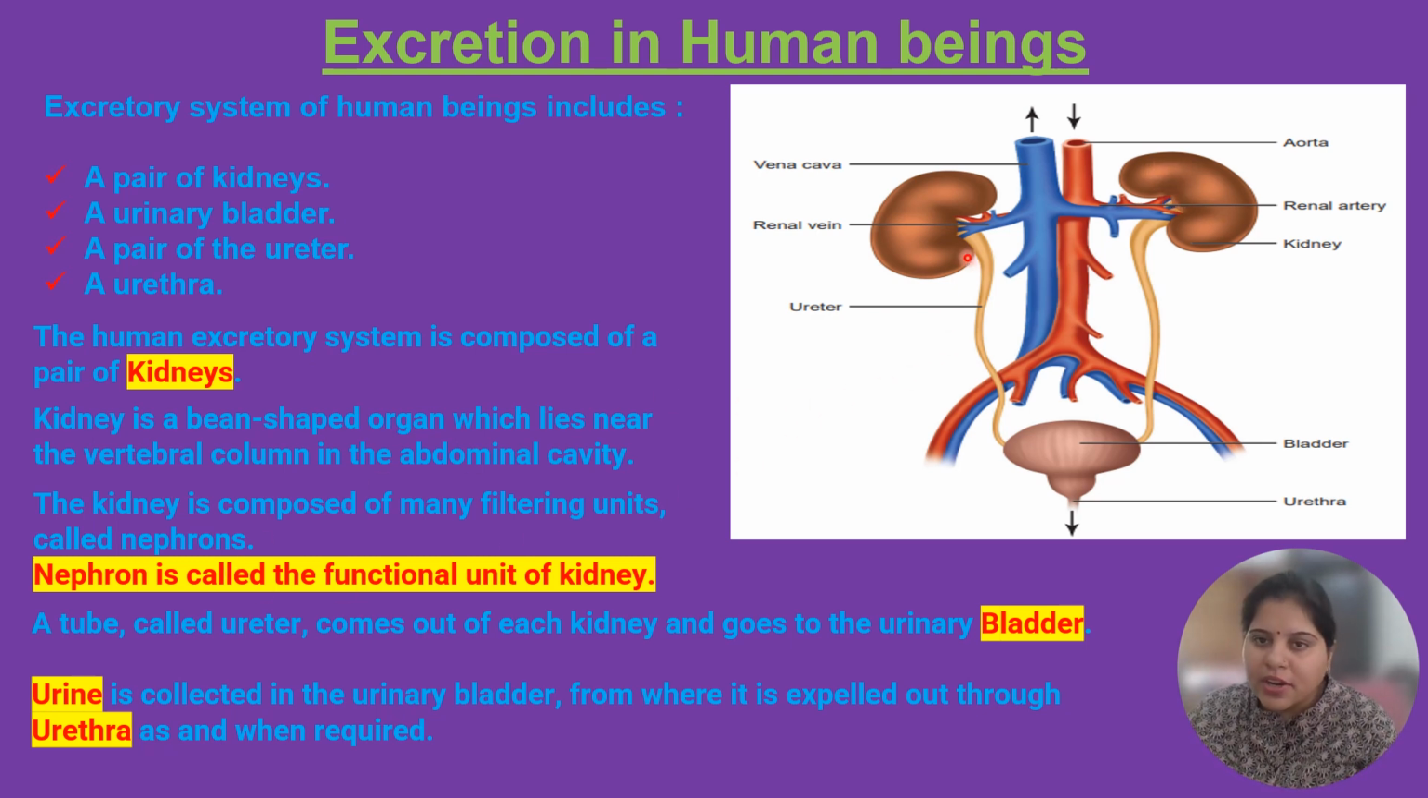So now you can see a tube-like structure. These tube-like structures are called ureters, through which urine comes out of the kidney and goes to the urinary bladder. Now urine is collected in this urinary bladder. This urinary bladder is a muscular structure, and from there the urine is expelled out through the urethra when the brain sends the signal.